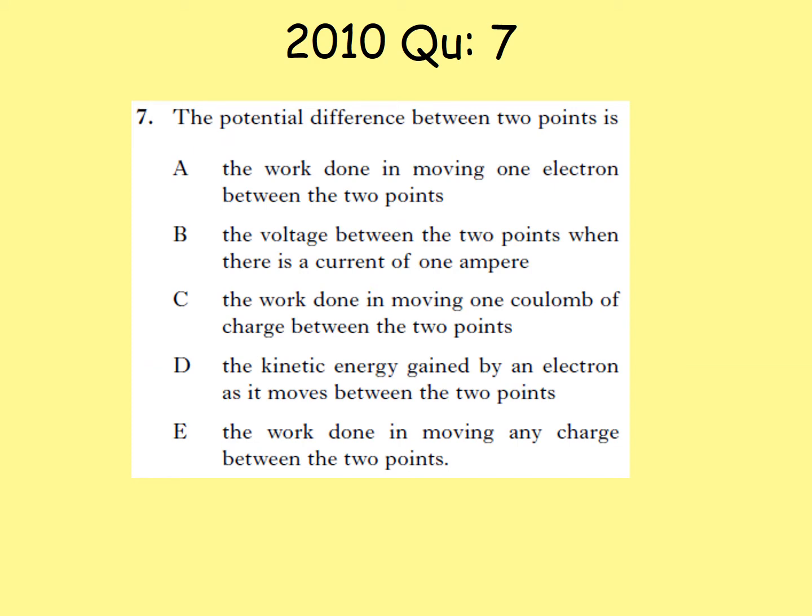2010 question 7 is a definition. We're looking for the definition of potential difference between 2 points. Well, in order to do the definition, we can look back at the equation. W is equal to QV, which means V is equal to W over Q. So potential difference is the energy per coulomb. So if we have a look at the options, we can see the work done in moving 1 coulomb of charge between the 2 points is our correct answer.